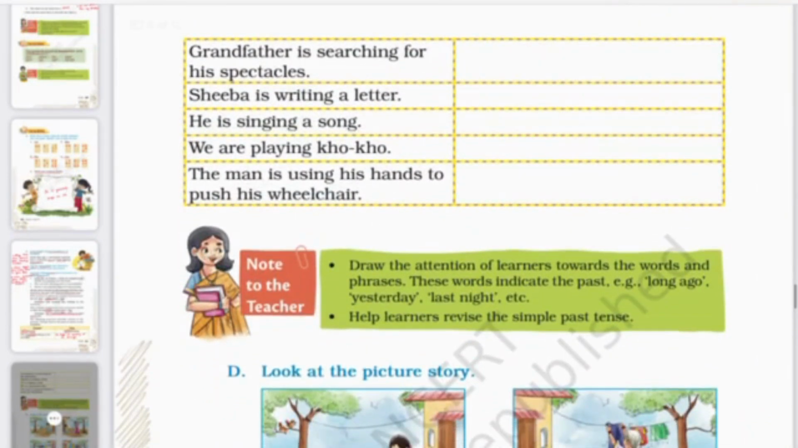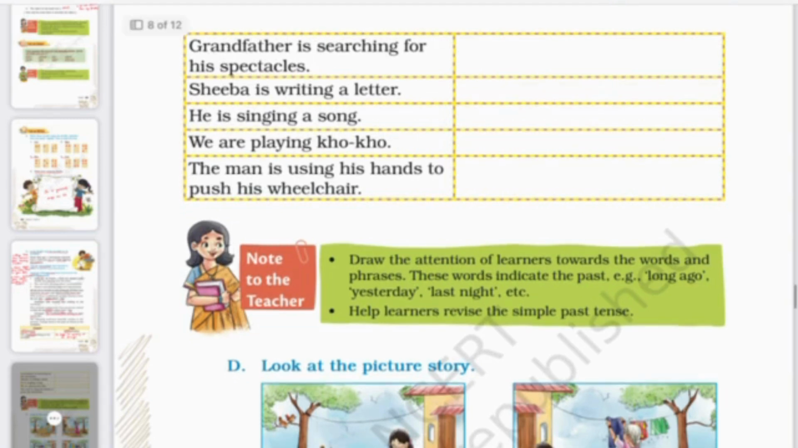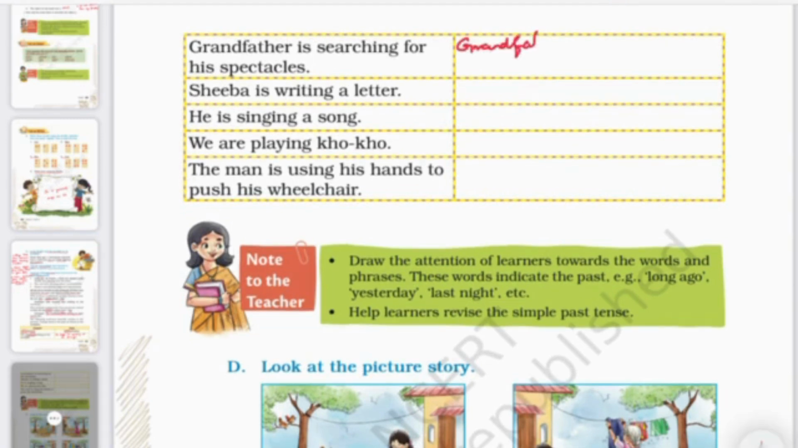Next, grandfather is searching for his spectacles. The present tense is given. We want to write it in the past. Grandfather was searching for his spectacles.